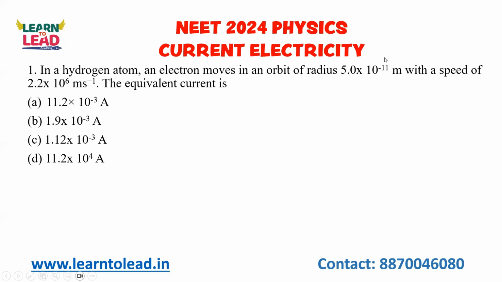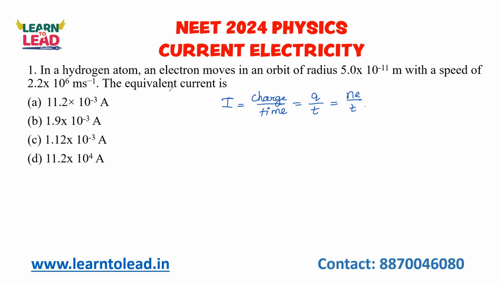See the first question. In a hydrogen atom, an electron moves in an orbit of radius 5 into 10 to the power minus 11 meter with a speed of 2.2 into 10 to the power 6 meter per second. What is the value of equivalent current? I know that the basic formula for current I is equal to charge by time, Q divided by T. So, what is the formula for Q? Q is equal to N into E, number of electrons into charge of an electron.